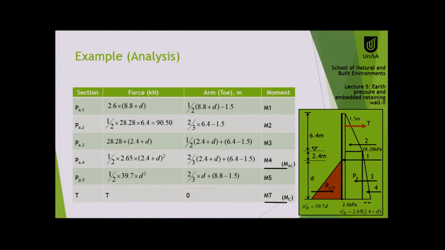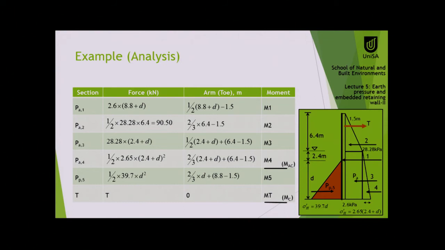P3, that one is that rectangle over here. So the height of the rectangle 2.4 plus d times the width 28.8, that is the force. The moment distance would be half of this height plus 6.4 minus 1.5. So half of the height, 2.4 plus d by 2, plus 6.4, so you get top, minus 1.5, you come to t. Got it? Following it?